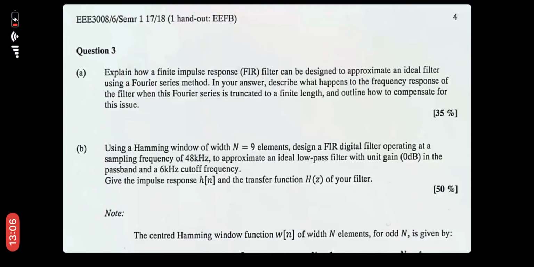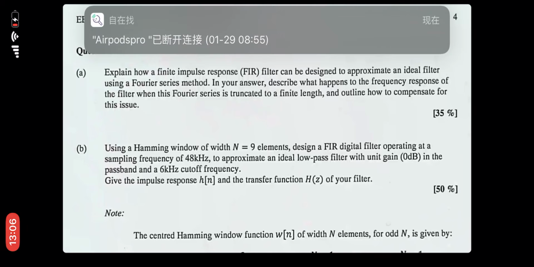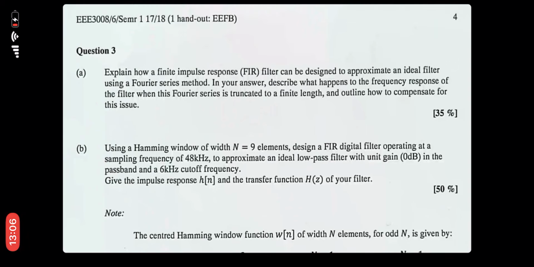So the next question is about finite impulse response filters. Let's have a look at the first part of this question. This one is worth 35 marks, so it's quite a substantial bit of description. This is a bookwork type part of the question.